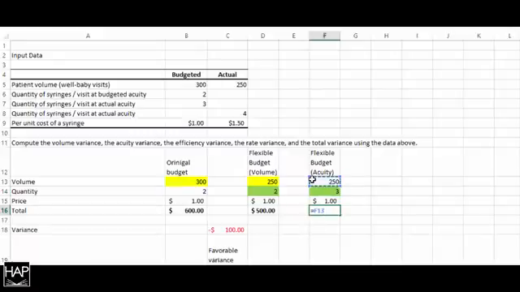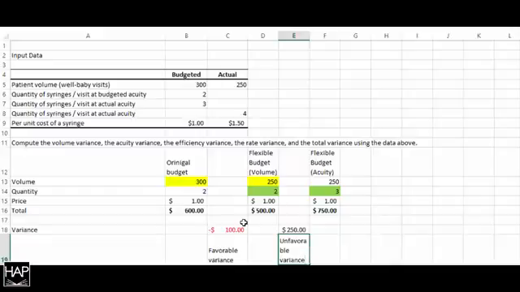To calculate the cost of the syringes, I'll take the volume, multiply it by the quantity used, and then multiply that by the price per syringe. So here it's saying that syringes cost $750 instead of what we would have thought would be $500. Again, to calculate the variance, I'm going to take the flexible budget due to acuity and subtract the flexible budget due to volume. So this is an unfavorable variance.